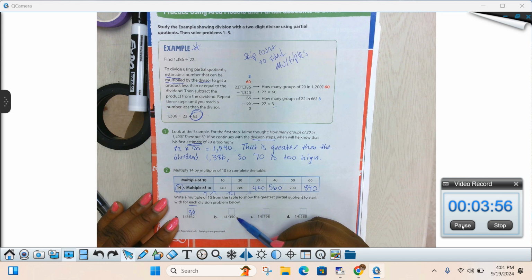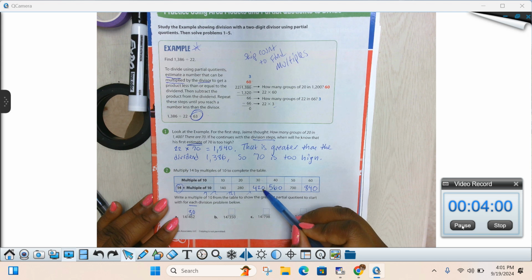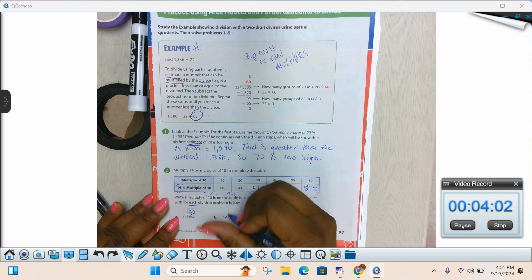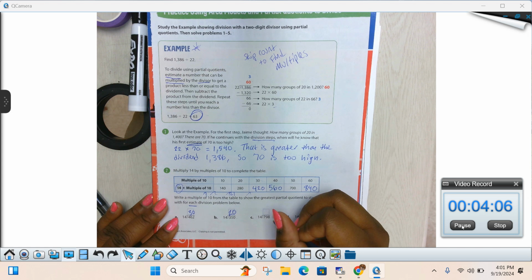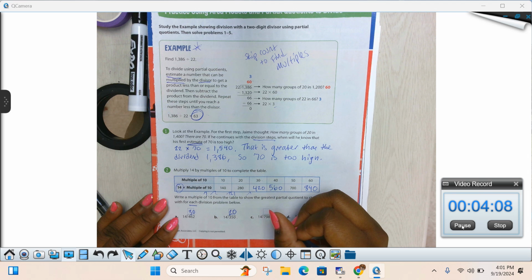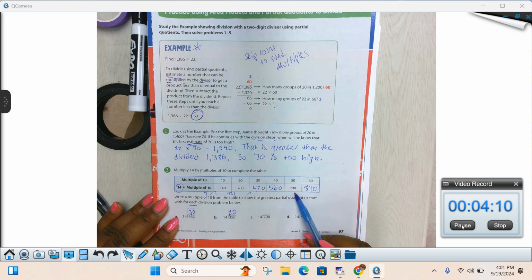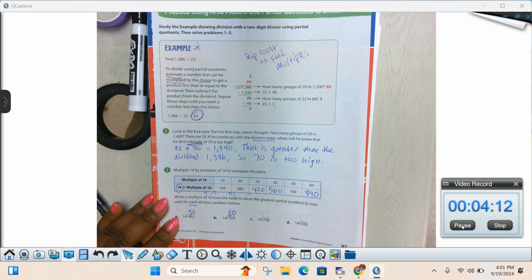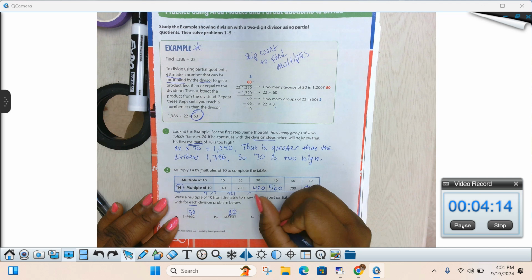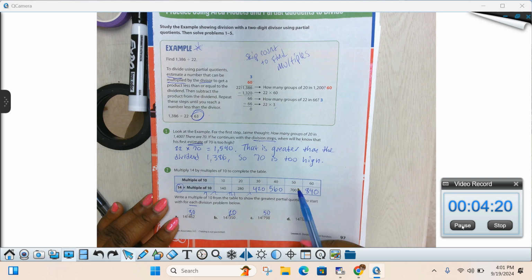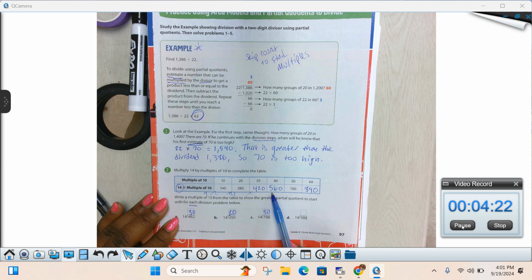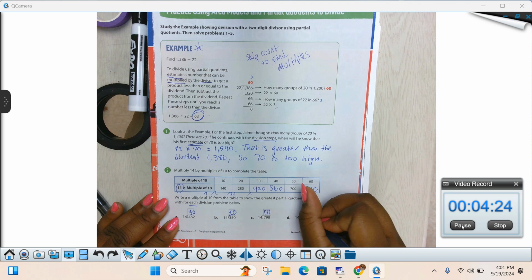B, 350. What would I use against 350? Well, 30 is too big, so I'm going to have to go with 20. 280 would be great. C, 14 divided by 798. 840 is too big, so I'll have to go with 50. And then D, 14 divided by 588. Too big, just right.